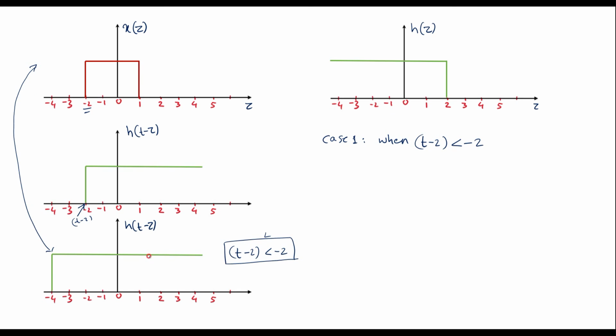Now here we can observe that x of tau and h of t minus tau, from minus 2 to 1, these two signals will overlap. So now here we can see that this is the h of t minus tau signal and this is the x of tau signal. So here we can observe that from minus 2 to 1, this region is overlapped.